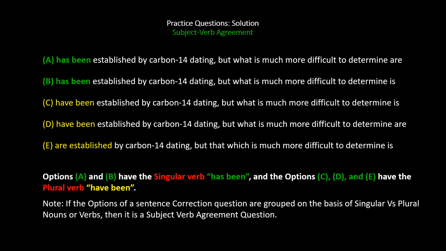If some options have singular verbs and others plural verbs, then you must look for the subject in the given sentence. On the other hand, if some options have singular nouns and the remaining options have plural nouns, then you should look for the verb in the sentence. The options A and B have singular verbs and C, D and E have plural verbs. Now we'll look for the subject in the given sentence.